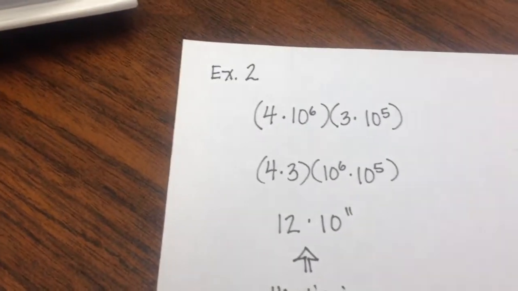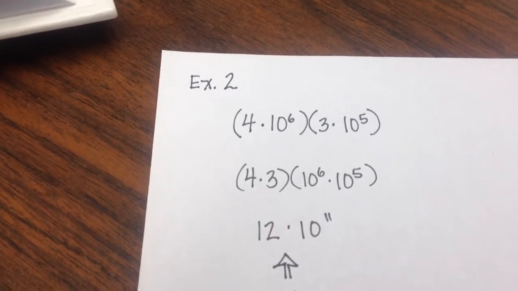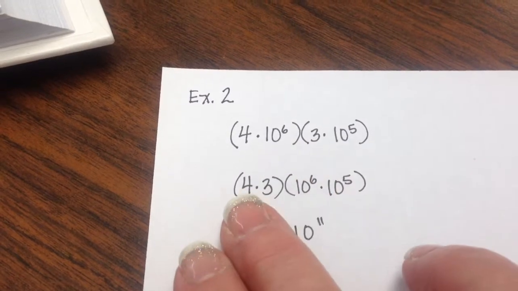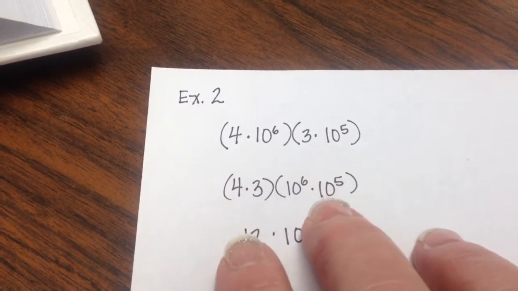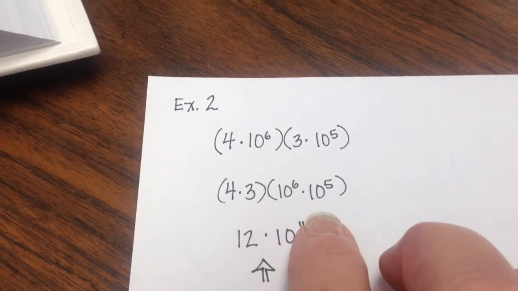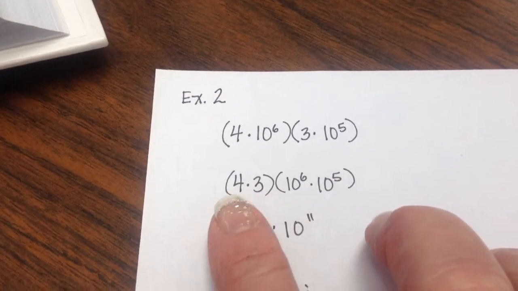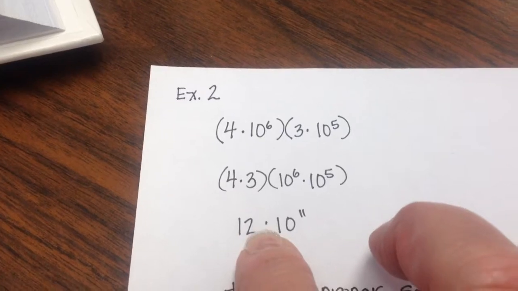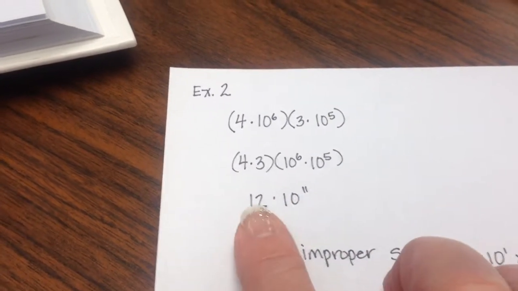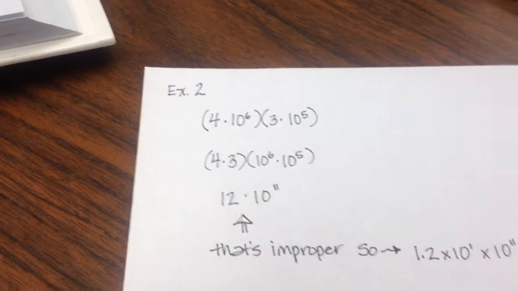Here's example number 2 from your book. 4 times 10 to the 6th times 3 times 10 to the 5th. Okay, I'm going to group my numbers without exponents and my numbers with exponents. So I have 4 times 3 and times 10 to the 6th times 10 to the 5th. I'm going to multiply that. I get 12 times 10 to the 11th. But, that's improper because I cannot have 2 digits here.